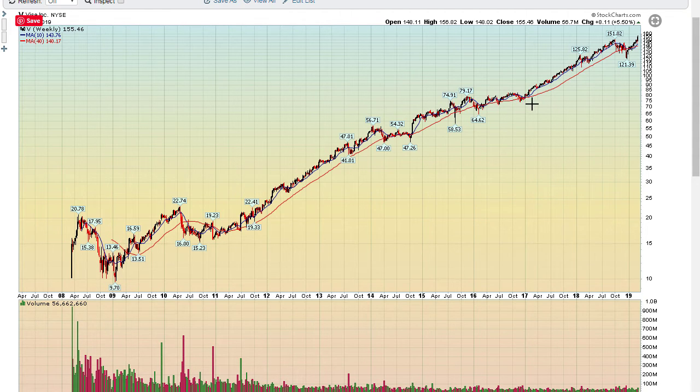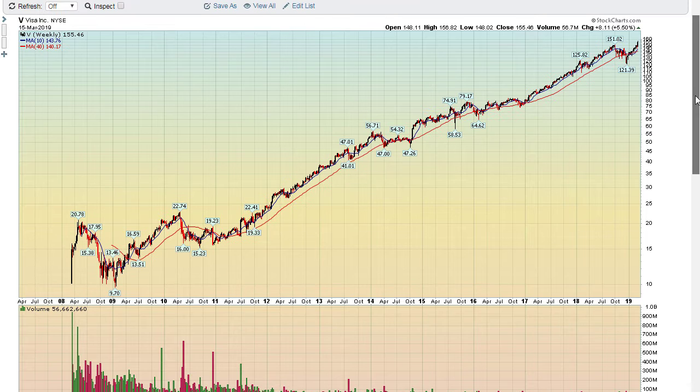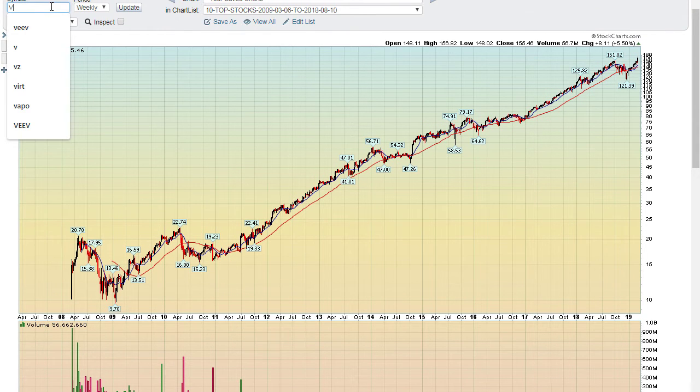And look at how smooth it's been in the last couple of years, right? It's been really smooth. Because it's kind of predictable, it's a lot easier to trade this kind of chart, right? It's a relatively smooth uptrend over the long term. And then we'll maybe look at Microsoft.